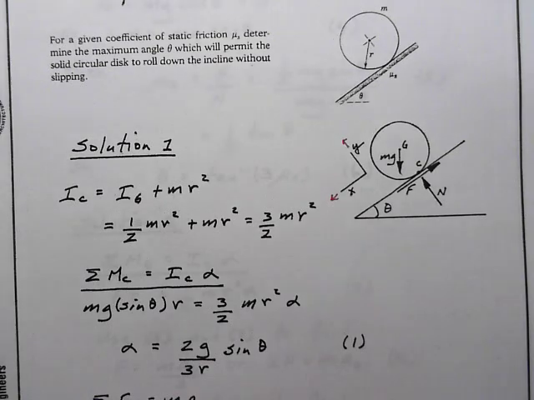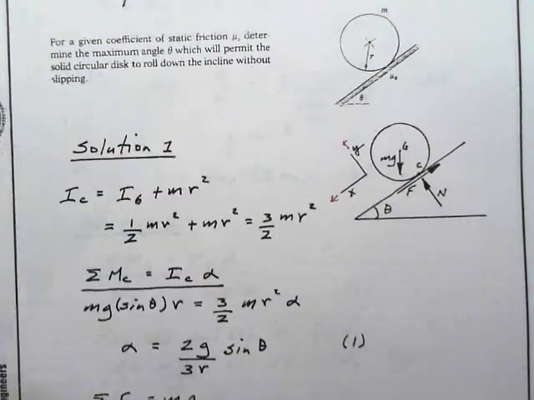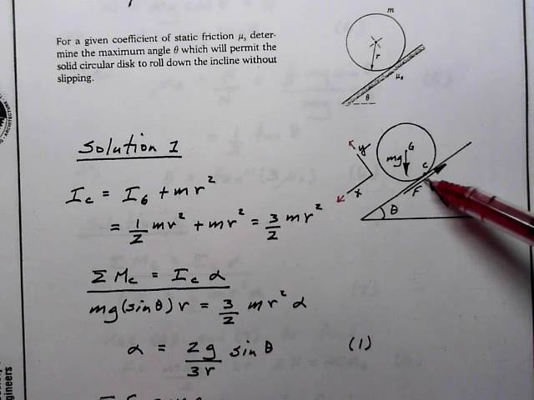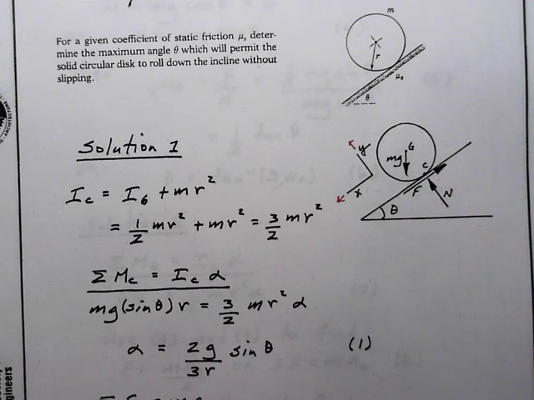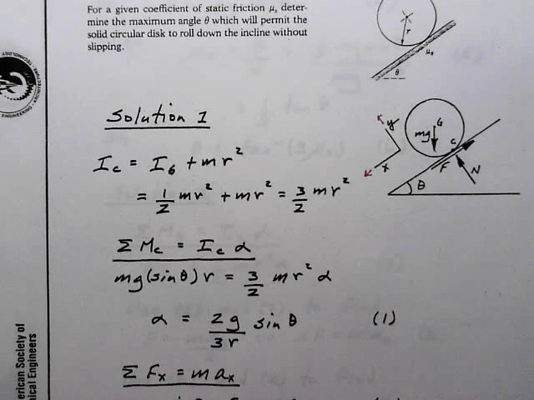And one reason that we might want to write the moment equation about this contact point, and this is a without slipping kind of problem, is that the normal force and the friction force produce no moments about the contact point. So we don't have to worry about finding those. And so let's go ahead and find the moment of inertia about the contact point.